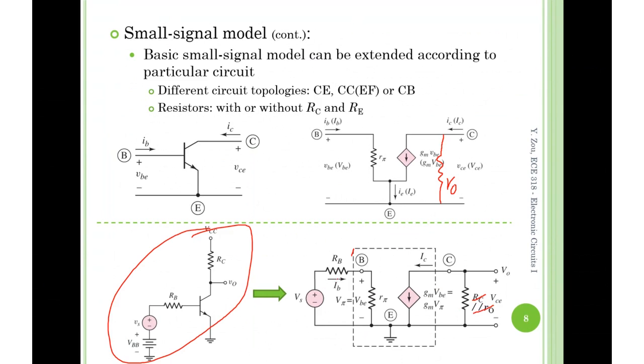RB here connects to the base, and then the other end connects to the positive polarity of the AC input source. The emitter here is nothing but ground, very straightforward. Collector is output, and also connects to RC. The other end of RC is ground. So this is the small signal circuit. Any questions?